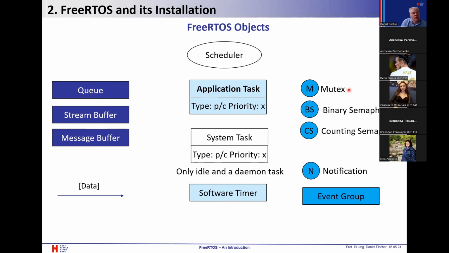And then you have further very helpful and important features for advanced programming later: mutexes, different kinds of semaphores, and notifications, which means you can send a notification to other tasks. And if you want to synchronize different tasks, you can use event groups. However, in this lecture, we want to talk only about tasks and a little bit about queues.